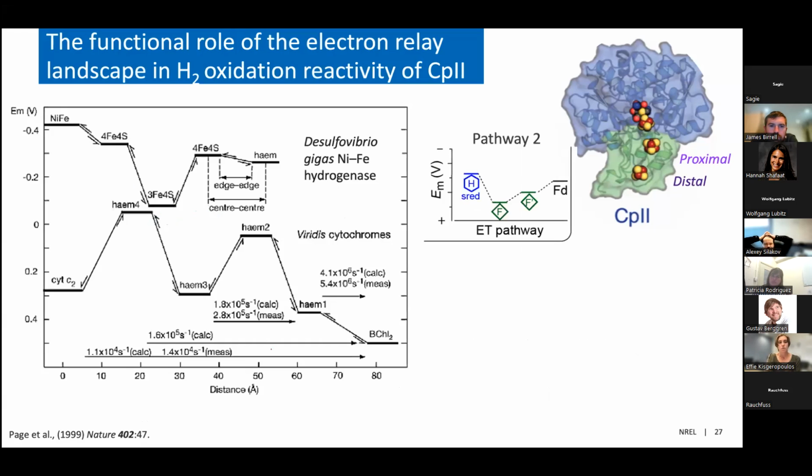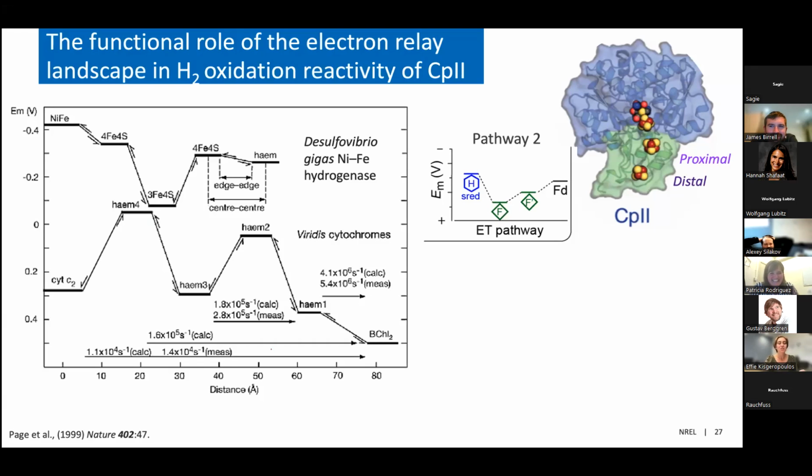So here I just want to show this figure from a paper in Nature in 1992, Page, Moser, and Dutton, where they were looking at electron transfer rates in these different systems. And here they had this initial image from a nickel iron hydrogenase into Desulfovibrio gigas. I didn't want to get that wrong. That's why I put it on the slide.